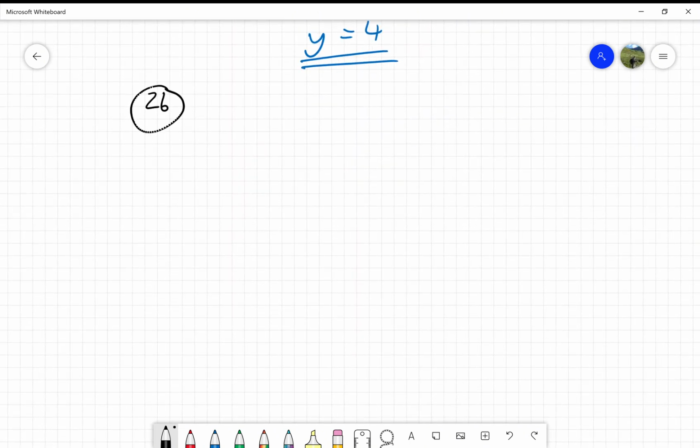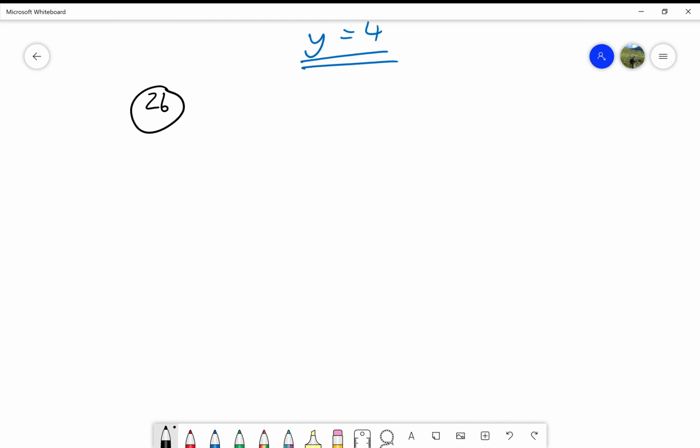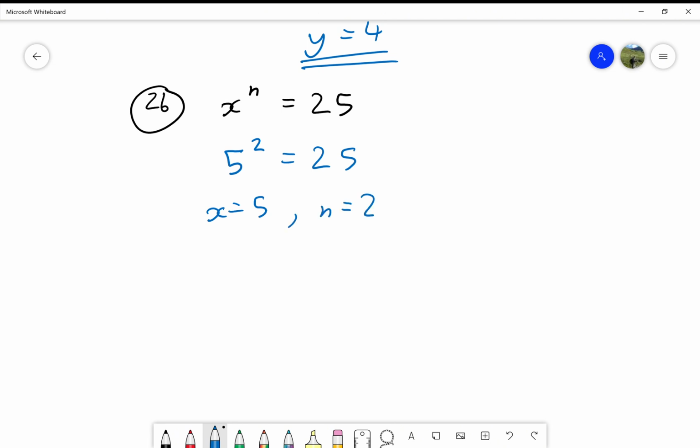26. x to the n equals 25. Have a go in your own time. Maybe you wrote 5 squared equals 25. And so you said, well, x equals 5, n equals 2. What's the issue with that? Is that correct? On its own, that's correct, but it's not correct to say this is the answer.